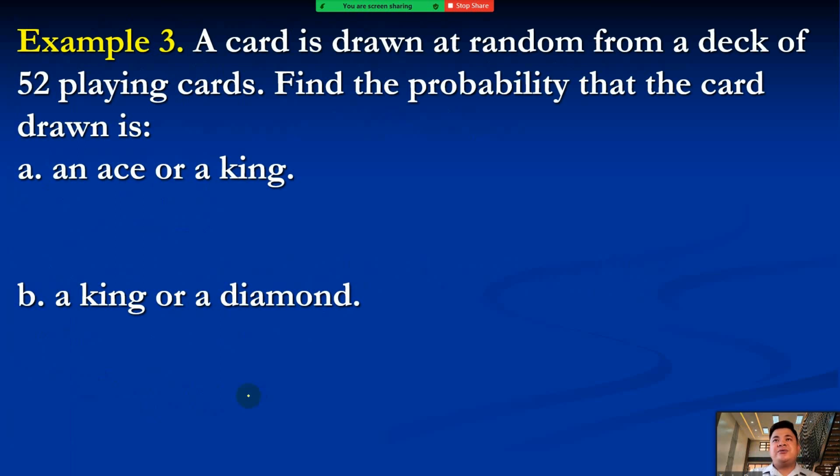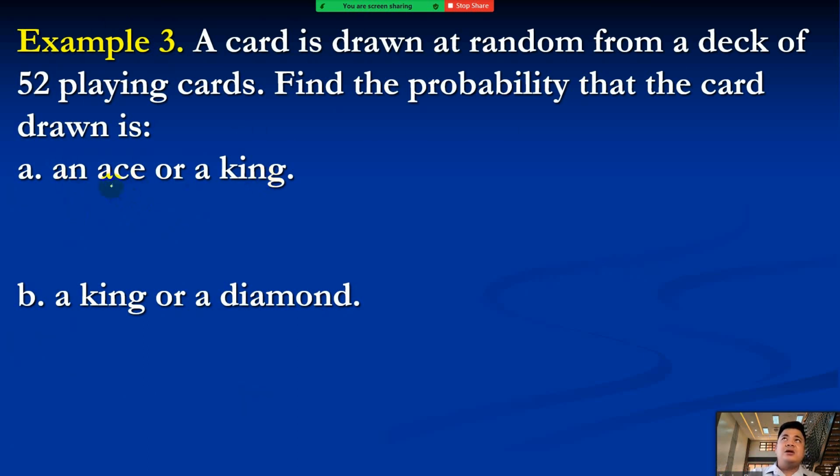A card is drawn at random from a deck of 52 playing cards. Find the probability that the card is an ace or a king. Then for letter B, a king or a diamond. For an ace or a king, let's identify first if these two events are mutually exclusive events or not. Ace or a king.